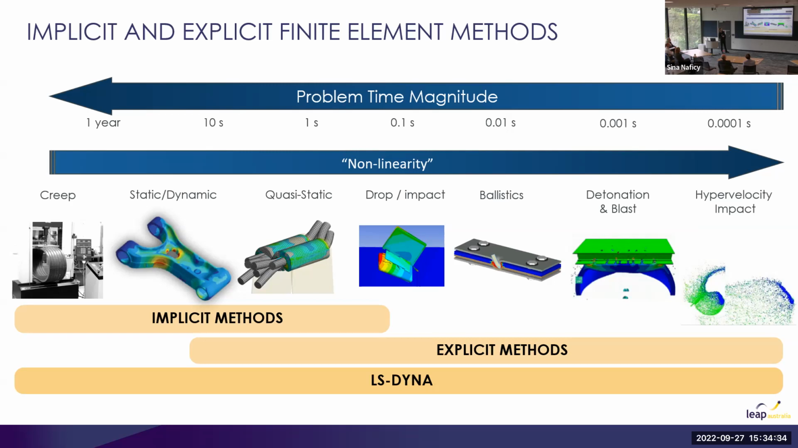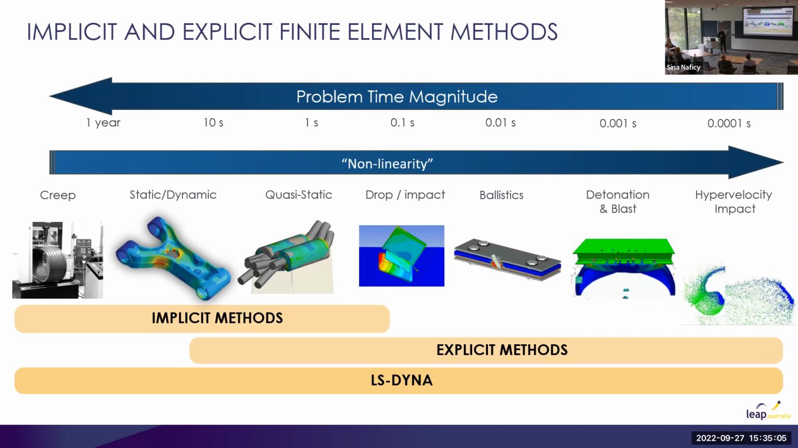So down here in this end, we have creep and static and dynamic. And so basically small strain, very slow things. And then we have the other end of the scale where we have ballistics, maybe a drop impact simulation, ballistics, detonation and blast, and right up the other end, hypervelocity impact, like particles hitting the James Webb Space Telescope. Basically everything behaves as a liquid, even metal at these sorts of velocities. So very challenging things to simulate.